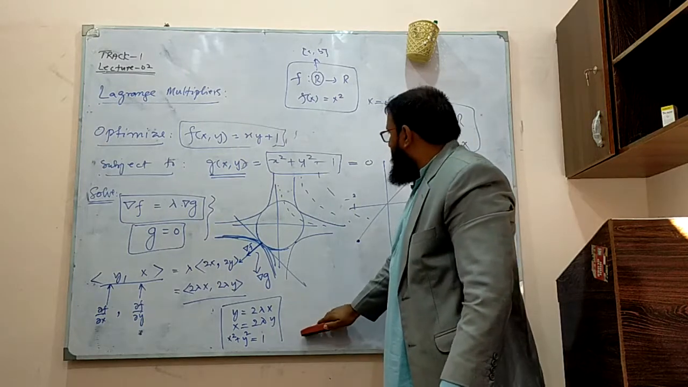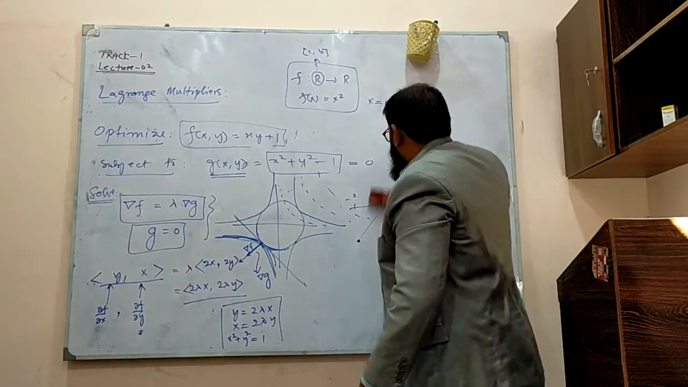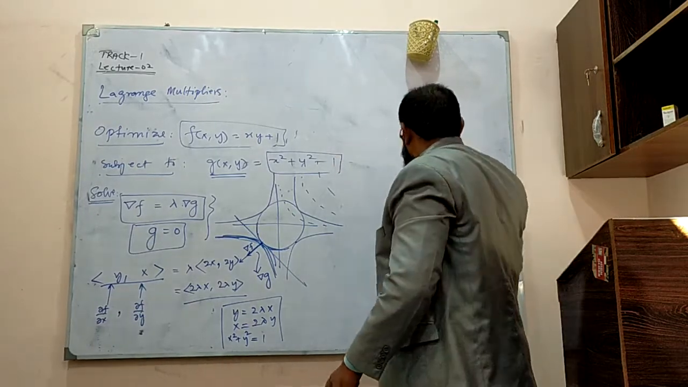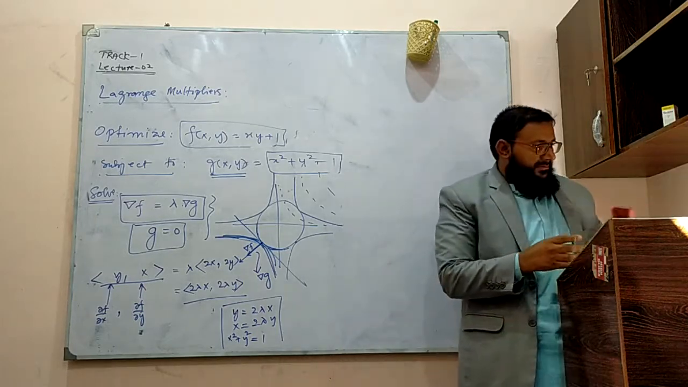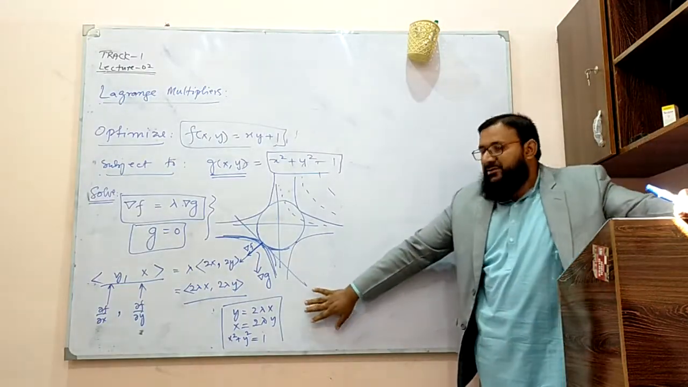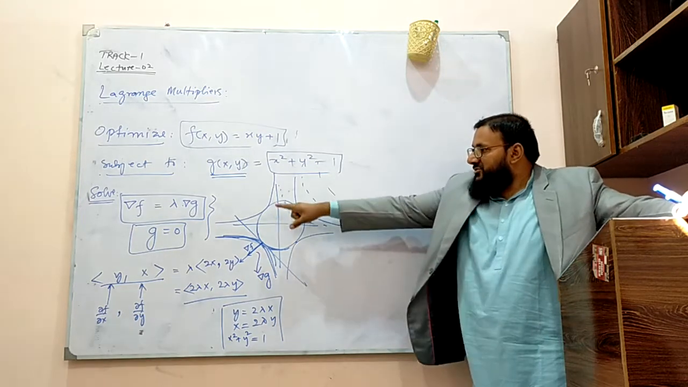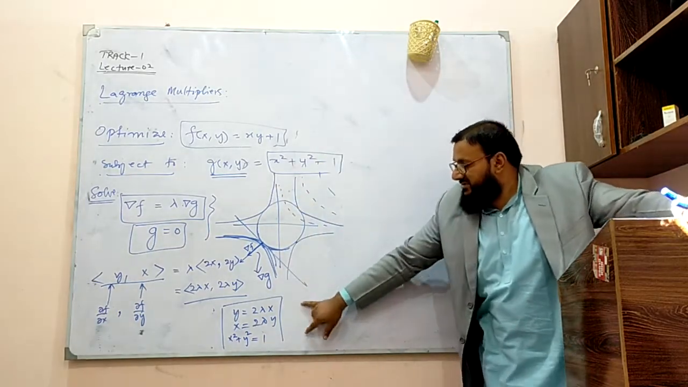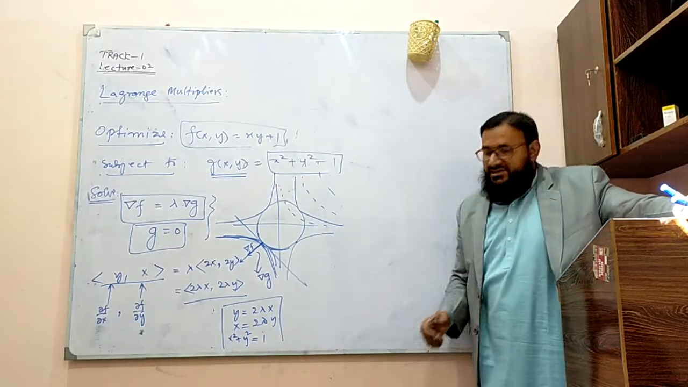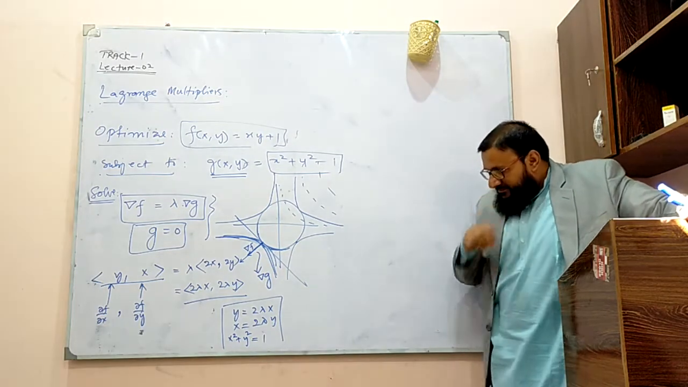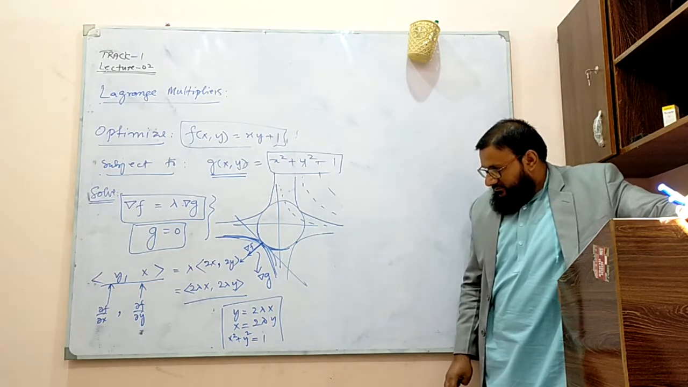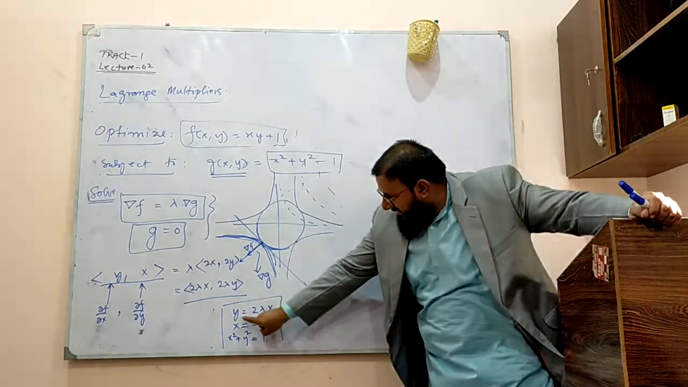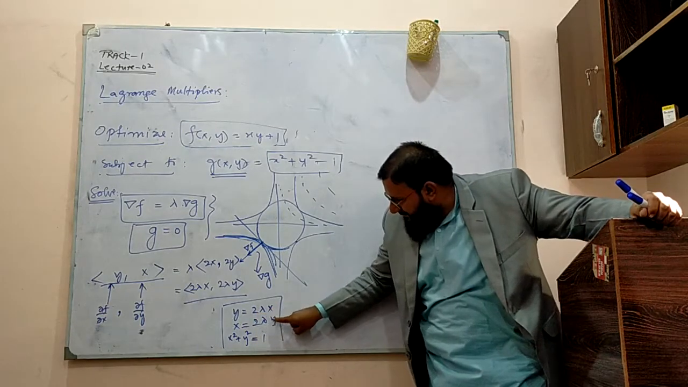So now we are supposed to solve these. Are you okay up to here? You just keep that thing in your mind, and after this, using these, we got these 3 equations. Now let us solve this. How to solve? Substitute the value of y. What's the value of y? y is 2 lambda x. Put this in this.